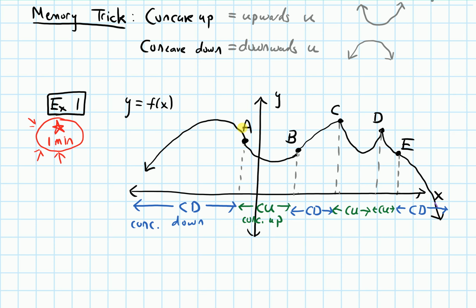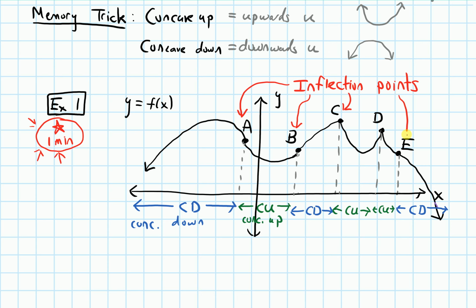So an inflection point would happen at a place where the graph is continuous, and it changes concavity. So that happens at A. It changed from concave down to concave up. It happened at B. That changed from concave up to concave down. It also happened at C and at E. But it did not happen at D, because D just stayed concave up, and on the other side it stayed concave up. So it was the same concavity on both sides. So that's not an inflection point.